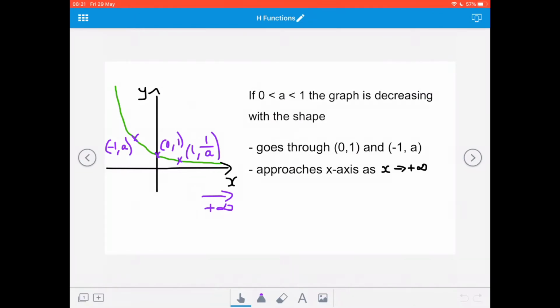And so it goes through (0, 1) and (-1, a). I've also plotted on that point 1 over a, because we've reflected it in the y-axis. When the value lies between 0 and 1, it's a bit like plotting y equals a to the power of -x. So as it approaches the x-axis, this time it's as x goes to positive infinity rather than negative infinity. And again, our x-axis is an asymptote.